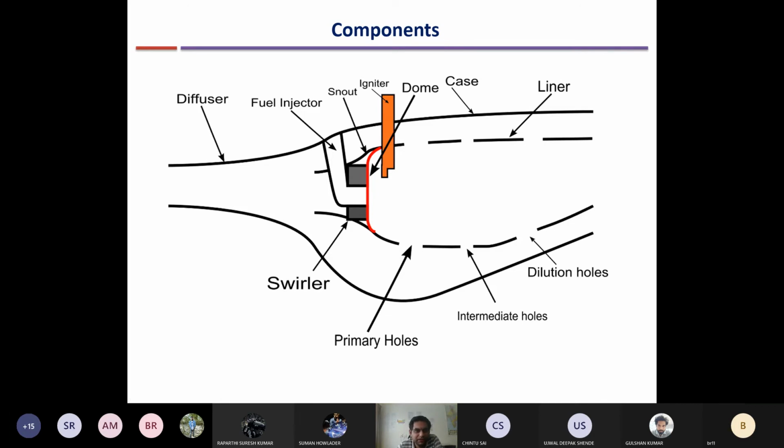The fuel will come at very high pressure. The fuel pump will inject it at high pressure. Then it is not clear here. I think I have another diagram. Okay, we will go to that. Let me just explain the parts here.